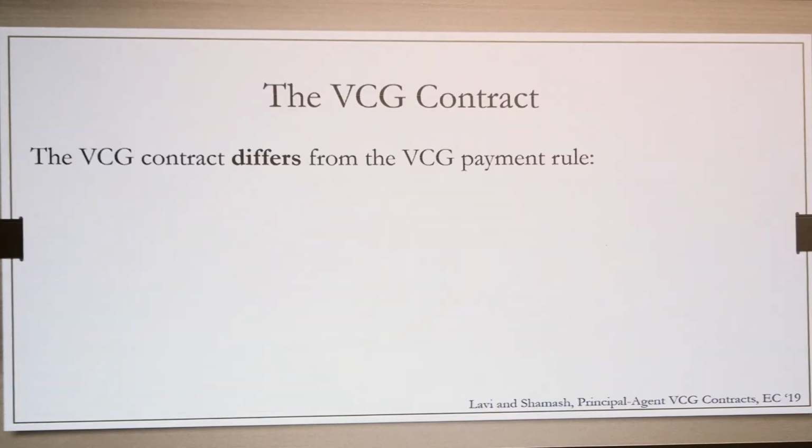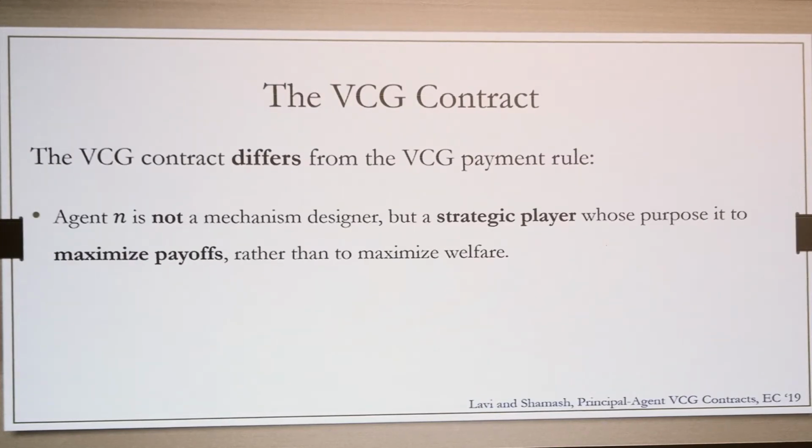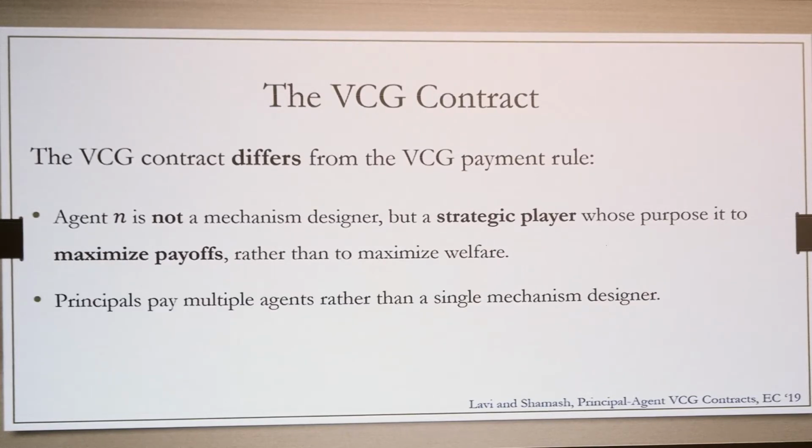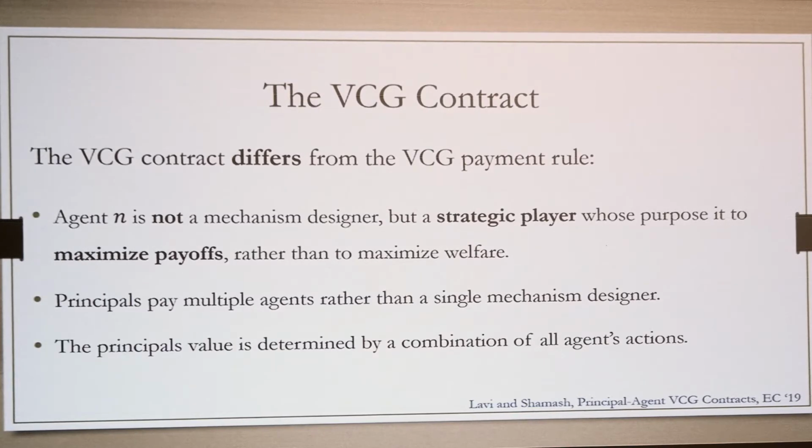So what's the difference between them? As we said, the agent N is not a mechanism designer, but a strategic player. And the strategic player is interested in his own payoffs and is not interested in the welfare. Another difference is that principals play multiple agents, not a single mechanism designer. And the principal's value is determined by a set of strategies, not a single strategy.